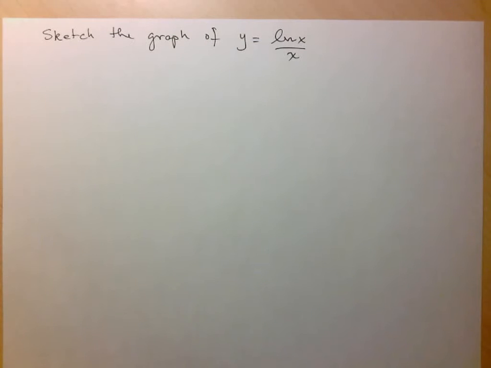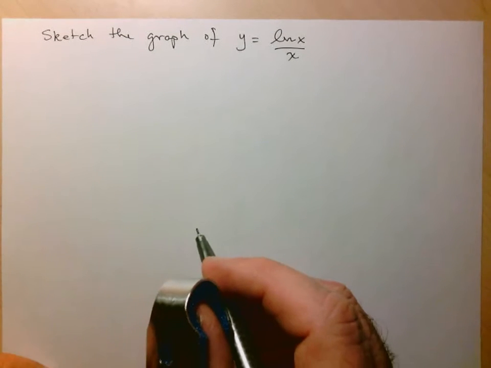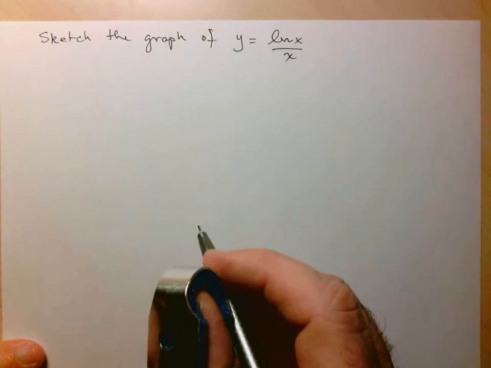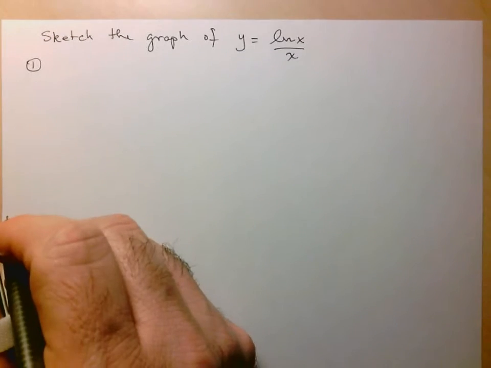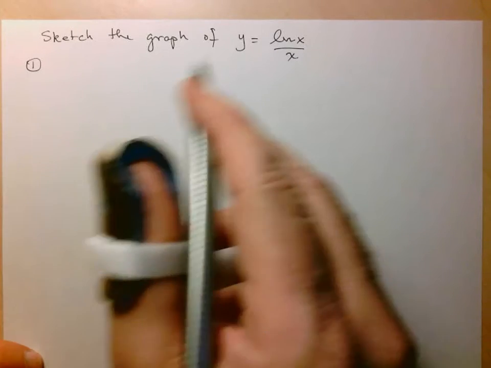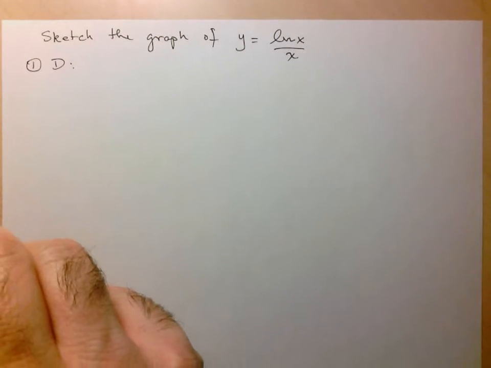Hi folks, we're going to take a look at the process for sketching the graph of y equals ln x over x. Okay, and as you've seen me do before, I'm going to split this up into three main sections. Section 1 is going to be to determine everything I can just by the function itself. So first thing I'm going to consider is what's the domain of this function.